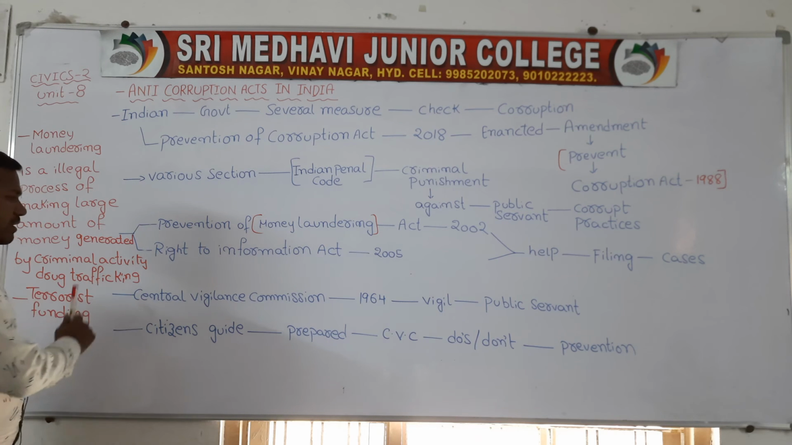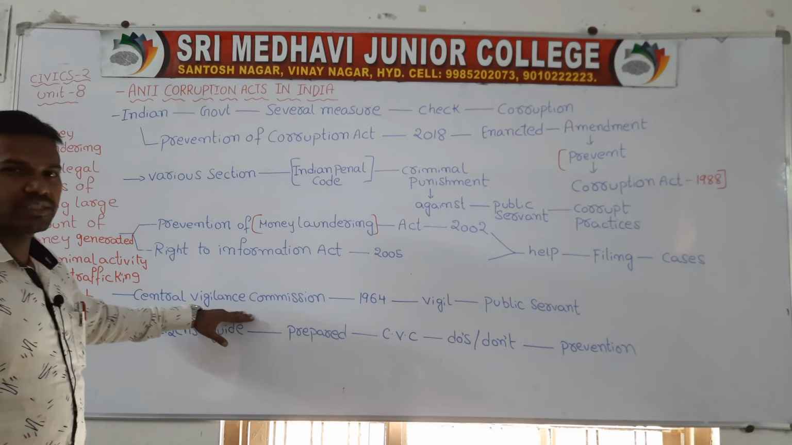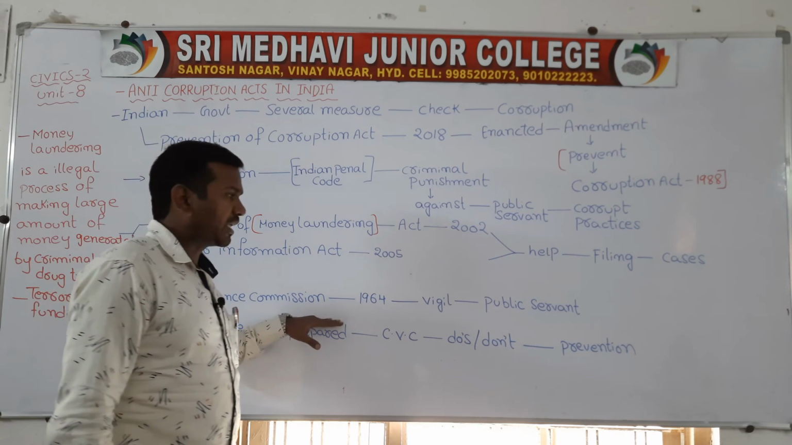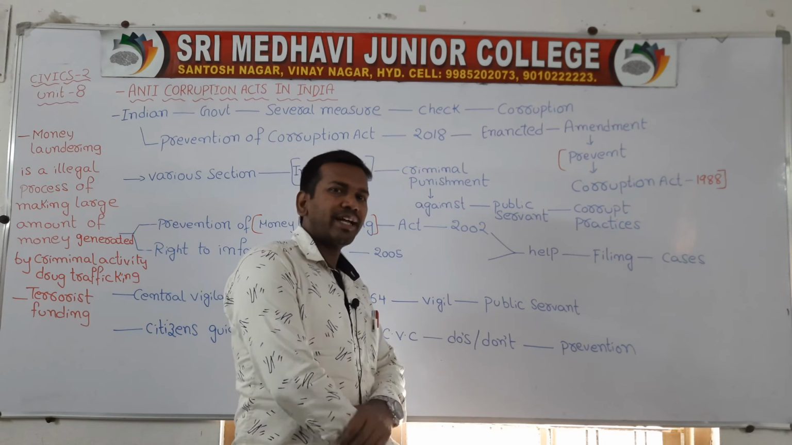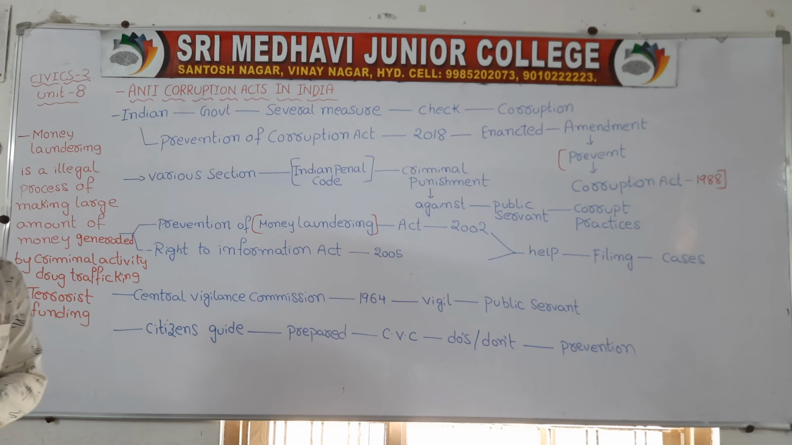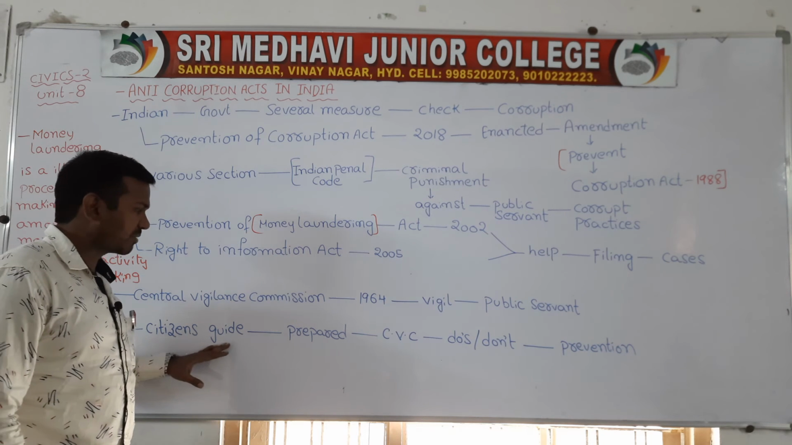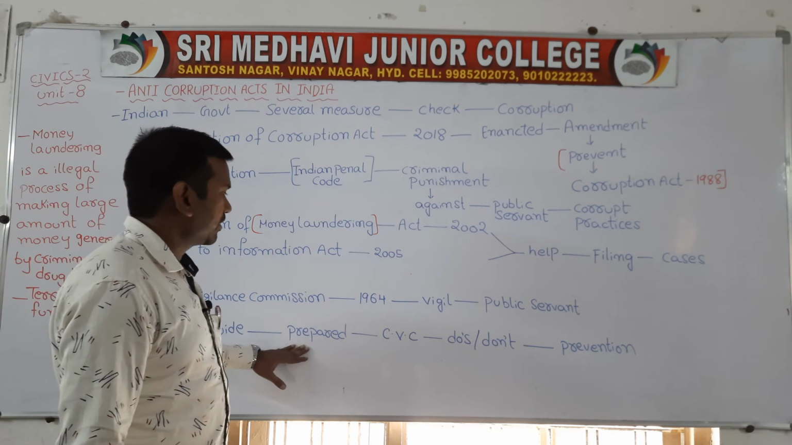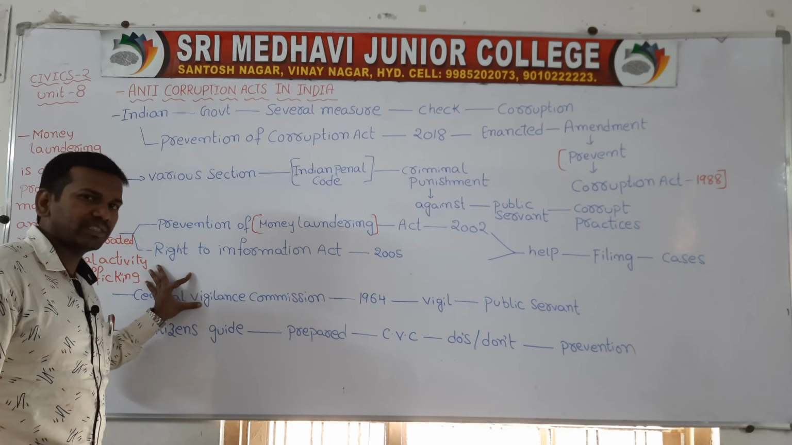The next thing is that the Central Vigilance Commission was formed in 1964. It acts as a whistle to public servants to be careful. If any people are involved in corruption, these commissions can give punishment. They have also prepared a citizen guide, the citizen guide prepared by the Central Vigilance Commission, CVC.